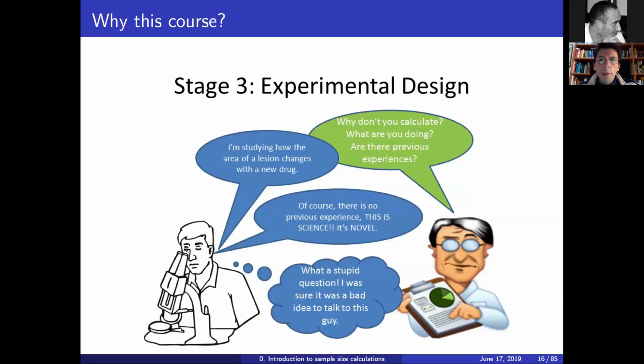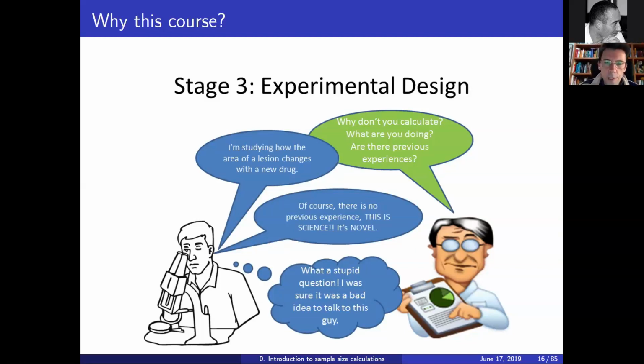Why don't you calculate how many animals you need? What are you doing? Okay, I'm studying how the area of a lesion changes with a new drug. Okay, so are there previous experiences? And this is a very typical answer: of course, there is no previous experience. This is science. It's novel.